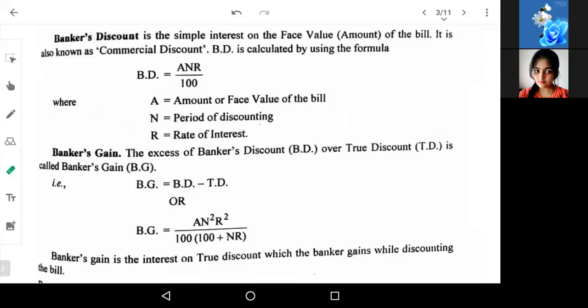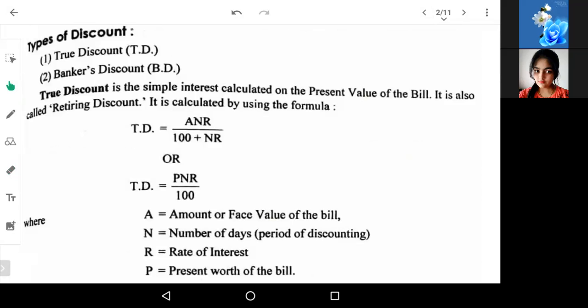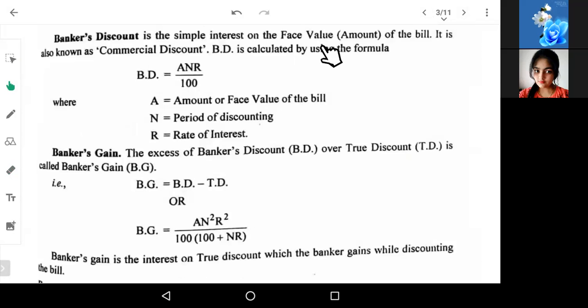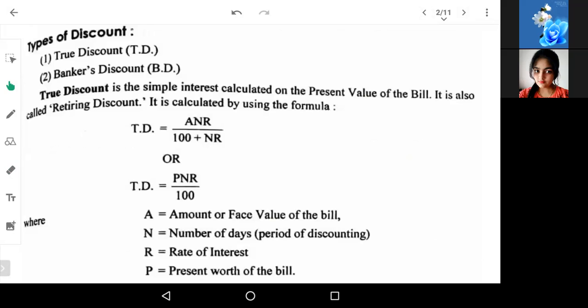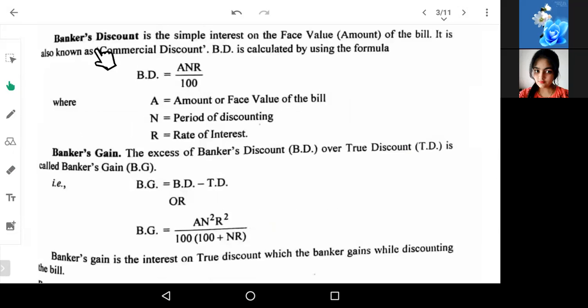The next type of discount is banker's discount. This is also simple interest, but on the face value. If you see here, this is present value and this is face value. That is the difference. True discount is on today's date. On the value of today's date of the bill, I am calculating the discount amount. But banker's discount is on the face value of the bill. And this is known as commercial discount.